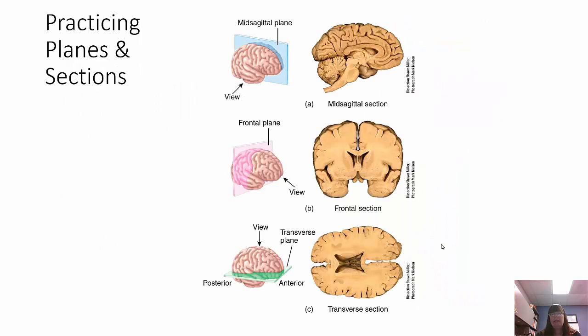So here are some different cuts of the brain. You have the mid-sagittal section, the frontal section, and the transverse section.